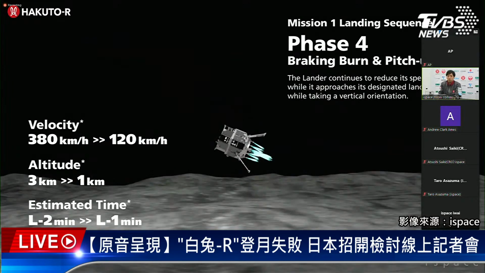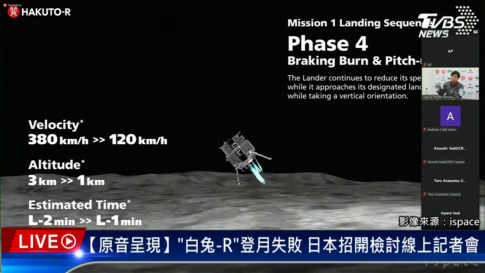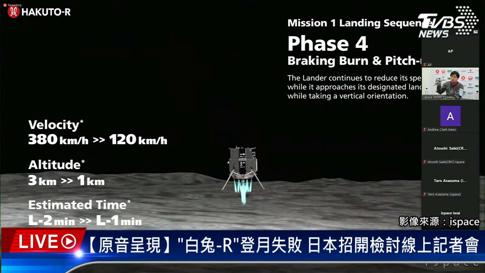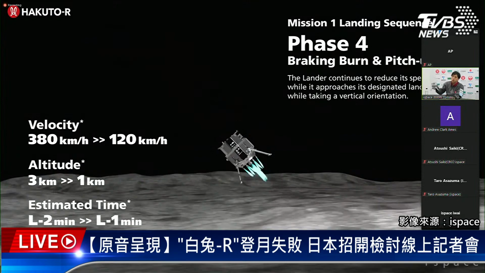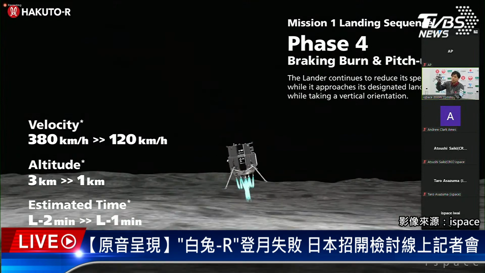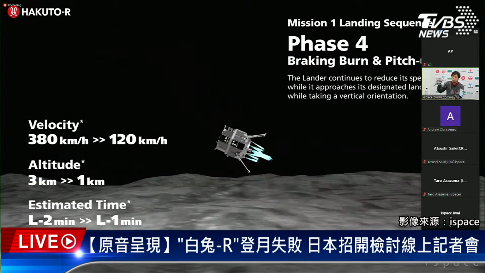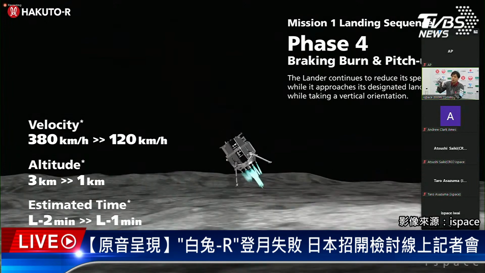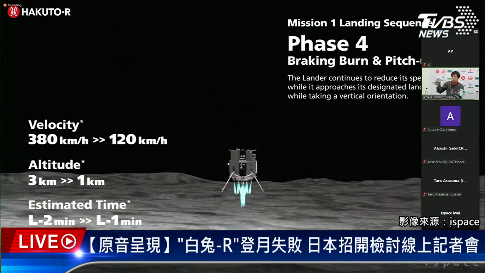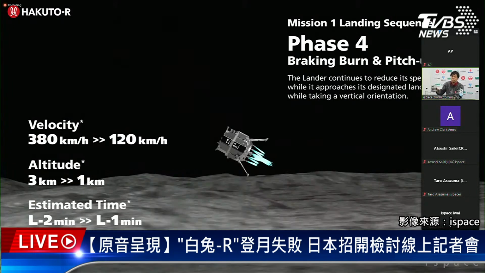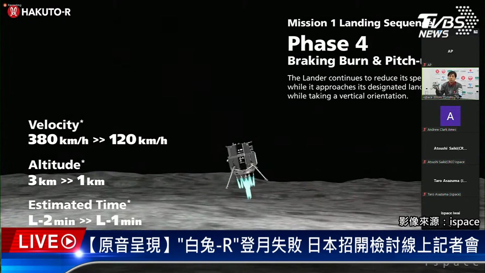In phase 4, the lander started the pitch up operation because the lander needed to softly land on the moon. In order to land vertically on the moon, the lander needs to change its attitude. Such a pitch up operation is executed in this phase 4. Then please move on to the next slide.